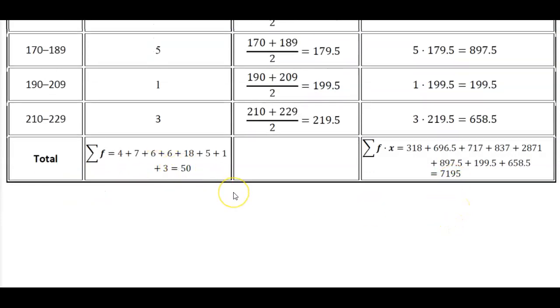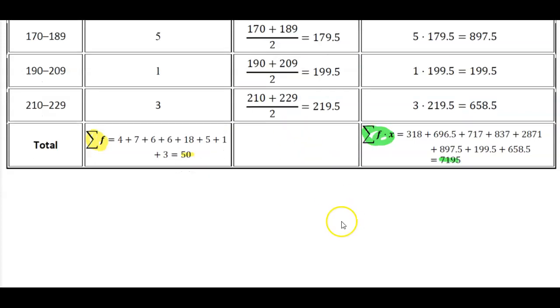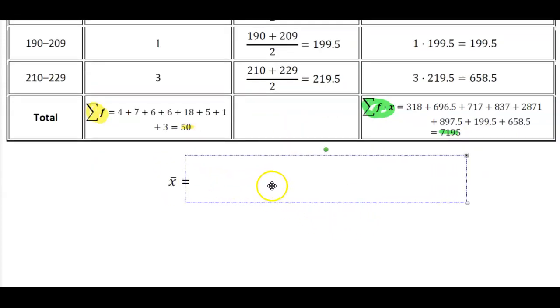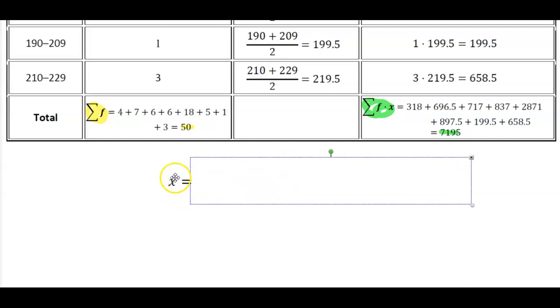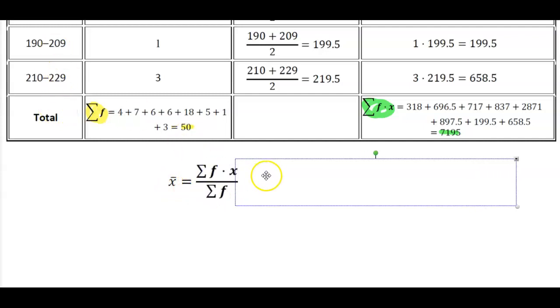Now, what are we going to do with these numbers? Now we're going to plug them into our formula. Now that we've created this table, we have the sum of the frequencies, which is equal to 50, and the sum of the frequencies times the midpoint, which is 7,195. In order to find the mean, and again, you want to show your work here, x bar represents the sample mean of the frequency distribution, and that's equal to the sum of the frequency times the midpoint divided by the sum of the frequencies.